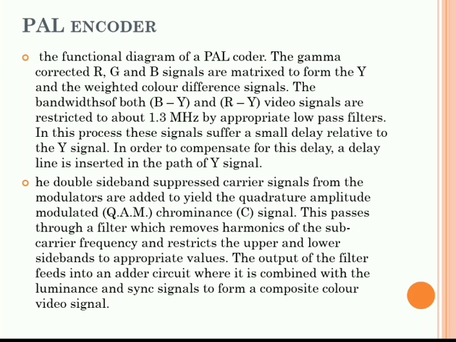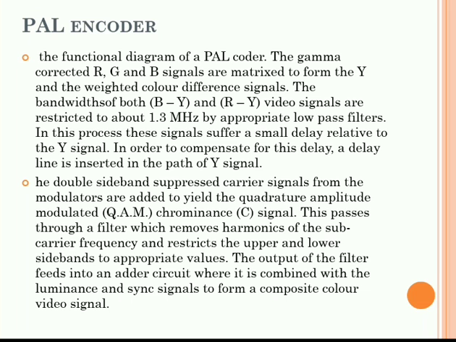Now we will see details about the PAL encoder or transmitter diagram. In the functional diagram, as we have seen before, in the PAL coder, the gamma corrected R, G and B signals are matrixed to form Y and the weighted color difference signals. They are given to the matrix to form the Y signal and the color difference signals. The bandwidth of both, B minus Y and R minus Y, is the bandwidth of the two color difference signals. Video signals are restricted to about 1.3 megahertz by appropriate low pass filters.